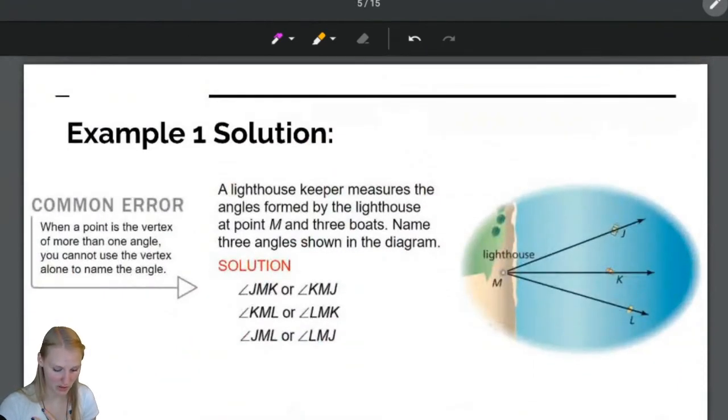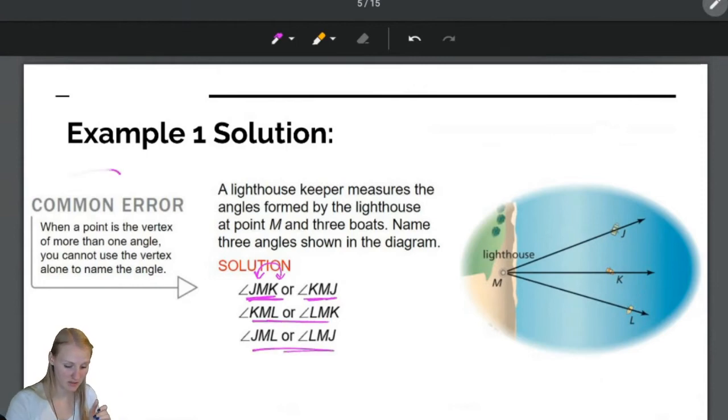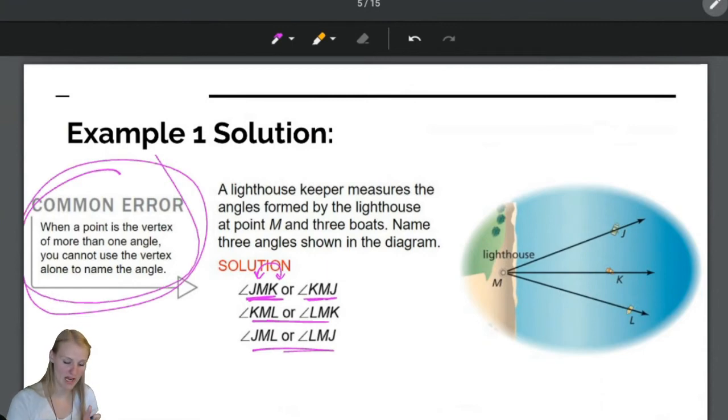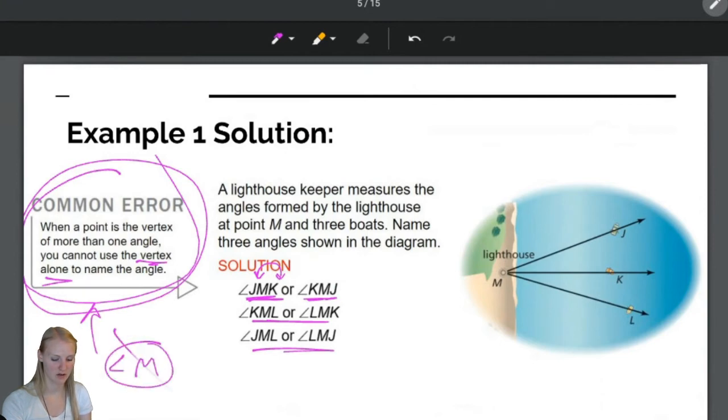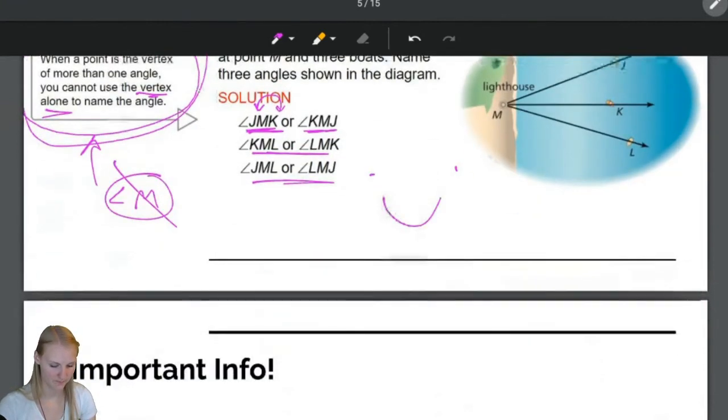Okay, next. So see their solution? They had JMK or KMJ. They switched the J and the K around for each of their angle examples. And they said what I have stressed: when a point is the vertex of more than one angle, you cannot use the vertex alone to name the angle. So what this means is that you cannot call it angle M. Cannot call it angle M.